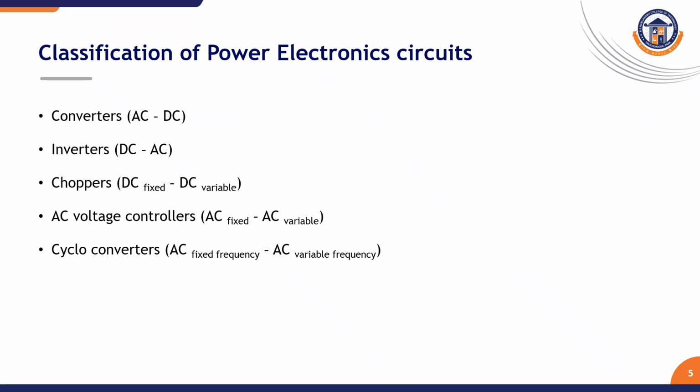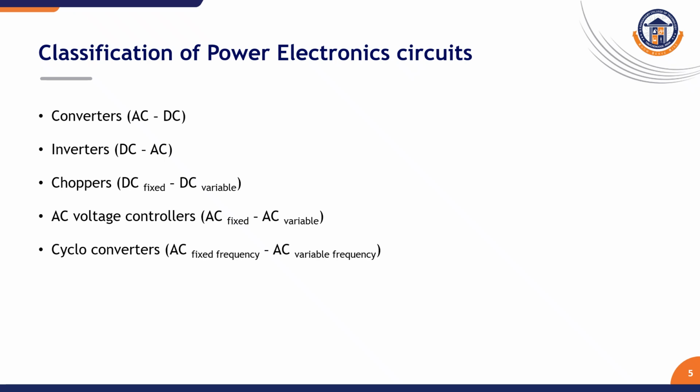The major classification of power electronic circuits are converters, inverters, choppers, AC voltage controllers, and cycloconverters. Converters are also known as rectifiers. Here AC power is converted into DC. In inverters, DC will be converted into AC. In choppers, fixed DC voltage will be converted into variable DC voltage.